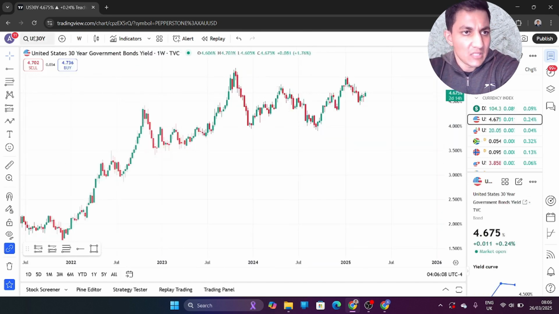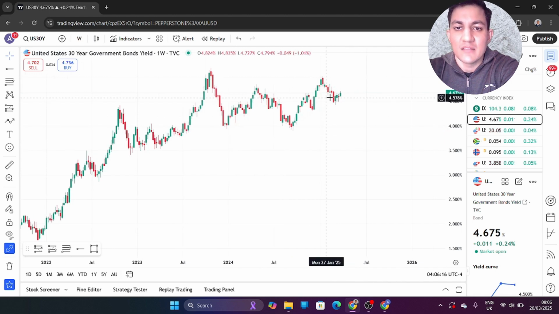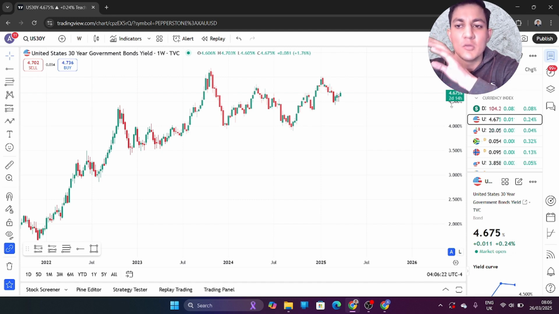Right here, if you type in US30Y on TradingView, you'll get something called the United States 30-year government bond yield. Now, it sounds complicated. All you need to know is this is the interest rate for the US government's debt, right? So, like bonds and stuff. This is the US government's interest rate. And this is something for your notes. The higher the interest rate, the more valuable the currency, right? So the higher the interest rate, the more valuable the currency is. And it makes sense, right?